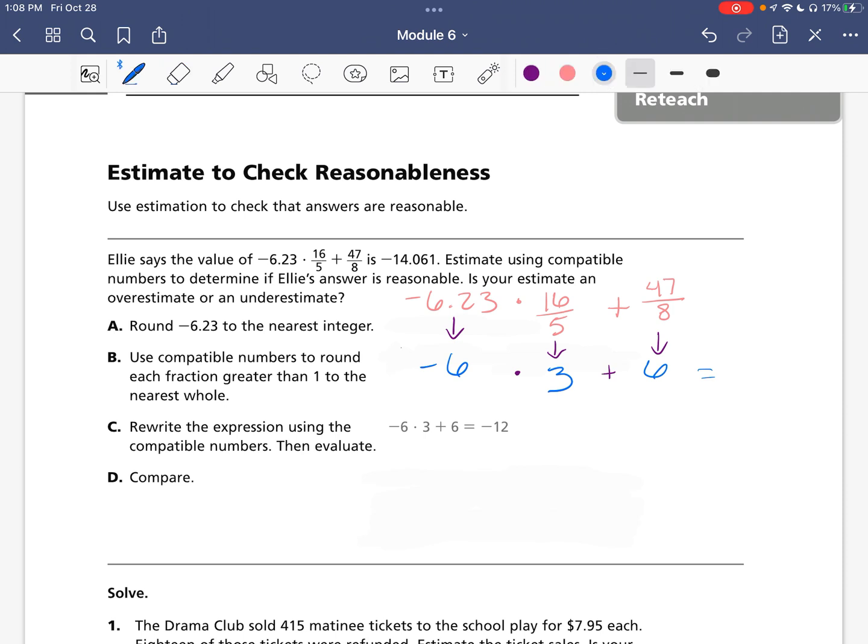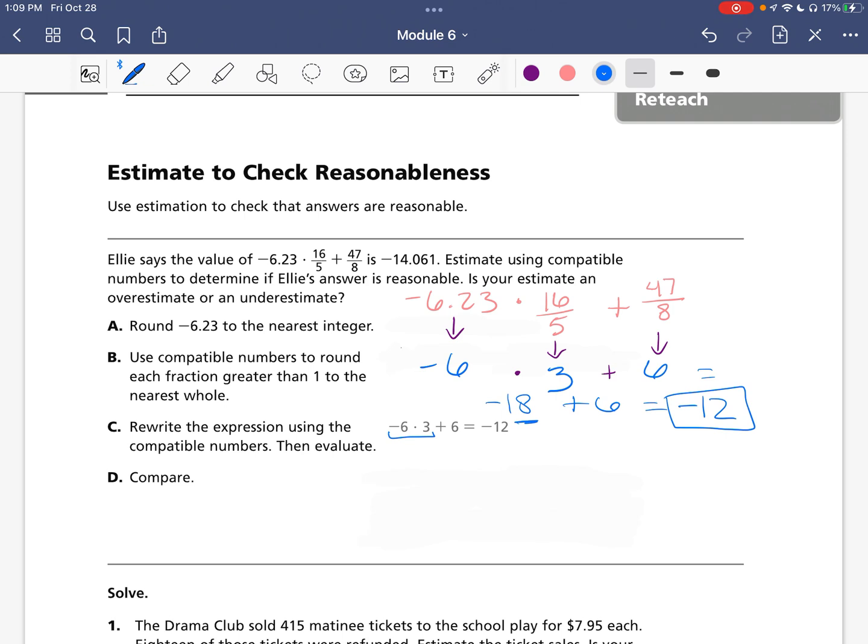So PEMDAS says that we need to do our multiplication first, so that'll be -18 plus 6. Okay, we have a negative plus a positive. Our negatives are bigger, so we have -12 as our answer.